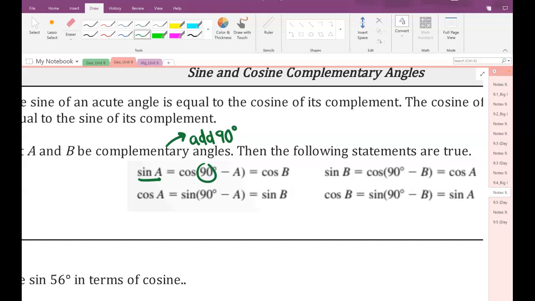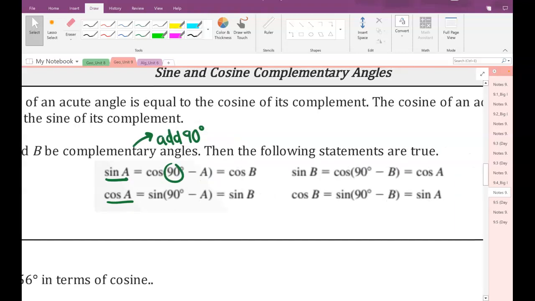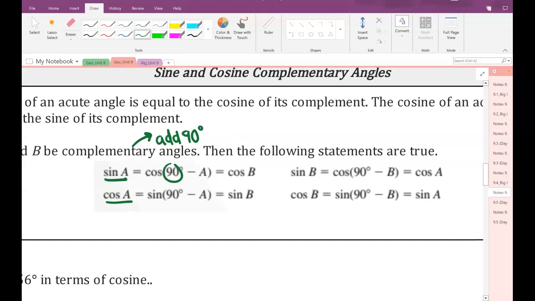You can see that pattern through all of these. To find cosine of A, we use sine of 90 minus angle A. That'll give us sine of B. Then the sine of angle B is equal to the cosine of 90 degrees minus B. That's equal to the cosine of A. And then you can see how this last one mirrors the second one, but again, our cosine and sines are flipped.